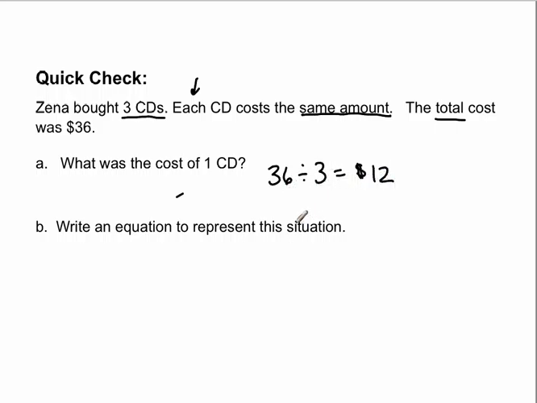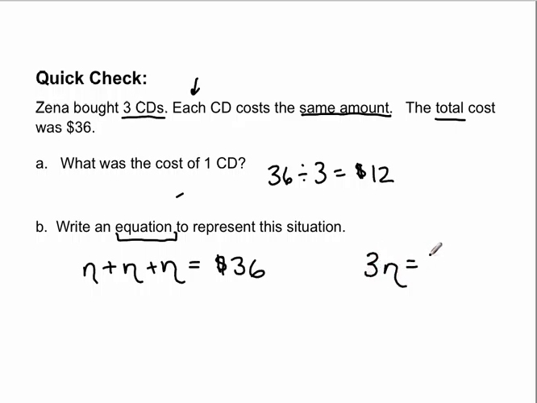But what happens if we didn't know that right off the top of our head and we needed to write an equation to represent this? Well, I can go n plus n plus n is equal to 36, because total means to add. If I add up the cost of each CD, I should get 36. Or another way of writing it is 3n is equal to 36, because I have 3 groups of n. I can multiply the cost of the CD by 3 and I get 36. So this is just writing equations for a conceptual problem.